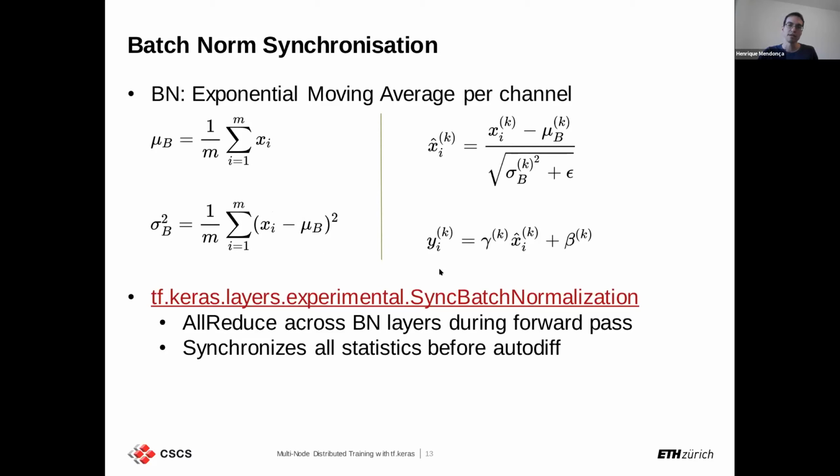What does get synchronized is the gamma and the beta parameters. These are the parameters from the layer itself, so their gradients are going to be synchronized. To solve that issue, they introduced a special layer called sync batch norm, which is very simple actually. It's just a different method to calculate the two exponential moving averages. After it calculates them, we can actually look at the code.